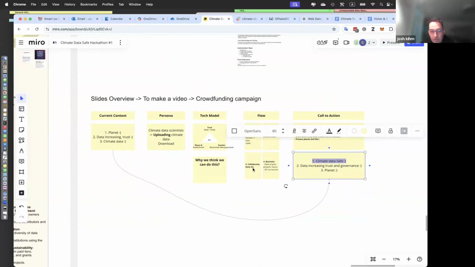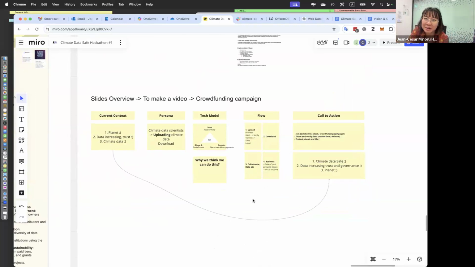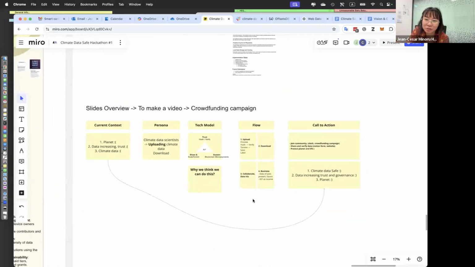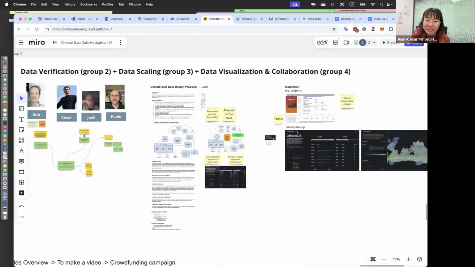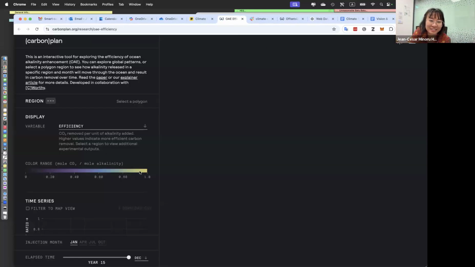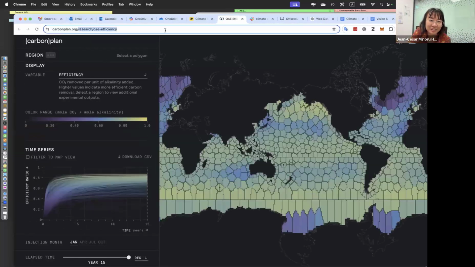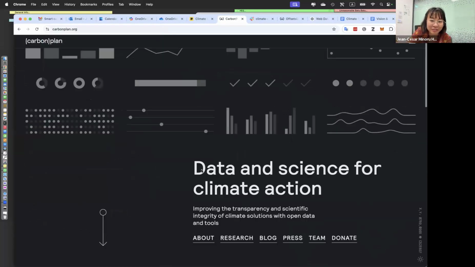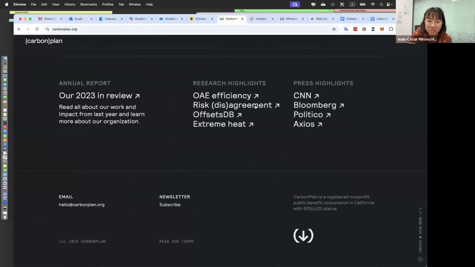Actually, I had some things I'm thinking of. When we did our hackathon 0, I did some Figma screens that we can obviously reuse. But I'm also thinking of the example that you gave, Josh, about CarbonPlan. I was looking at it, and they have a very thorough presentation of their whole team and their funding. They have very clear information.